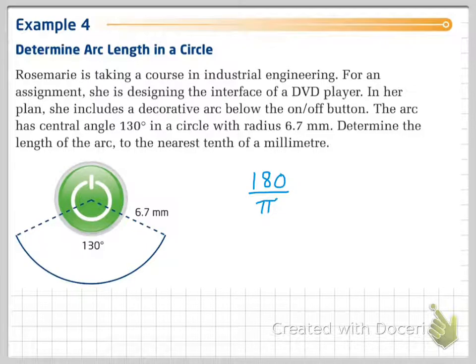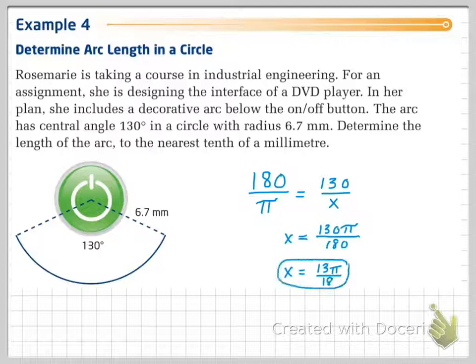Let's look at an example. We have, first of all, determine the arc length in a circle. Well, to figure out the length of that arc, we're going to say 180 over pi. It needs to be in radians first. Is going to equal 130 over x, cross multiply, and we're going to get 13 pi over 18 radians.